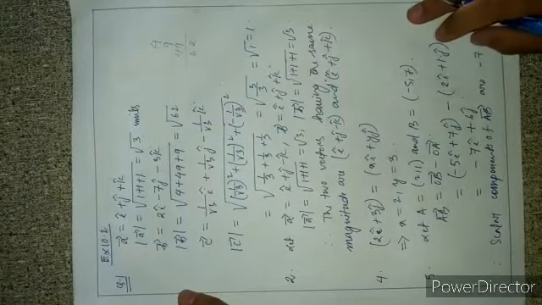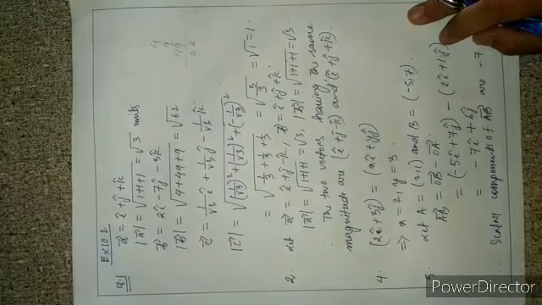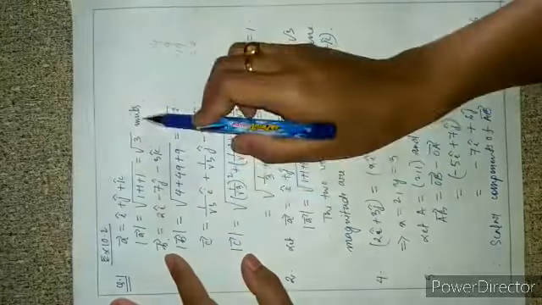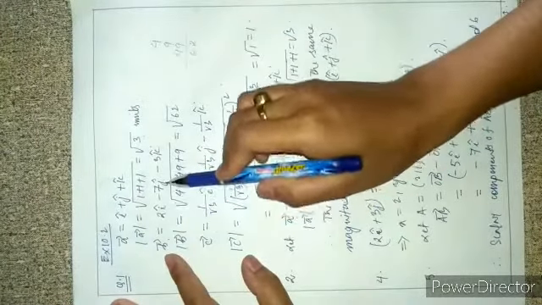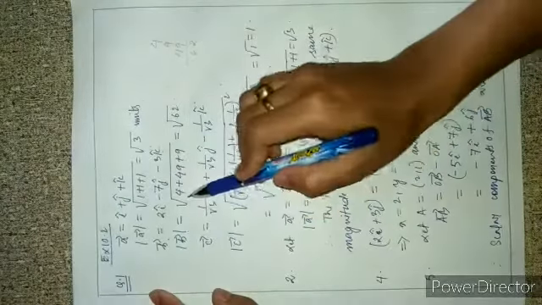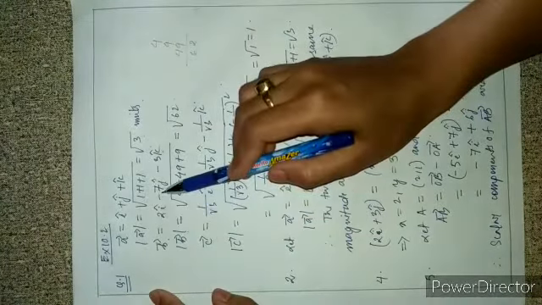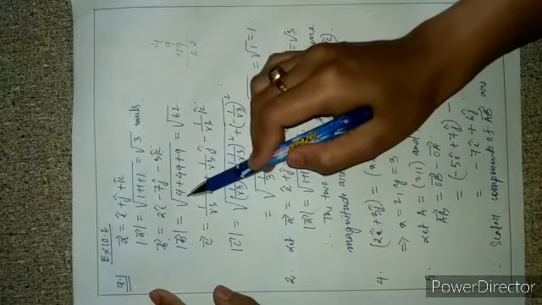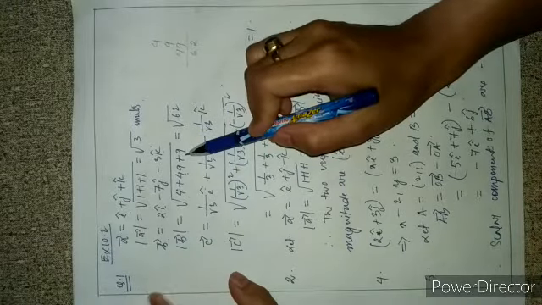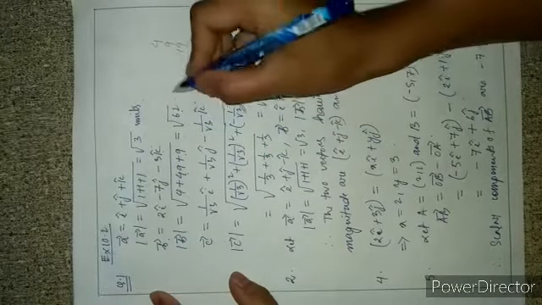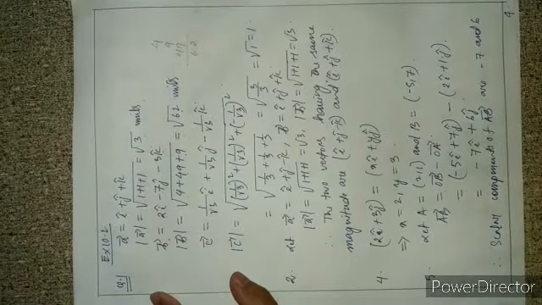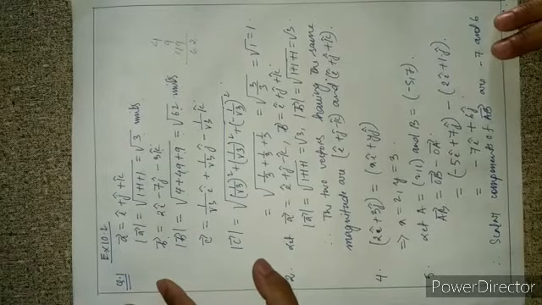Magnitude of a represents the length of the line segment representing vector a. Next, magnitude of b, where b is 2 i cap minus 7 j cap minus 3 k cap. Magnitude of b is equal to root over, here the x component is 2, the y component is minus 7, and the z component is minus 3. 2 square is 4, minus 7 whole square is 49, and minus 3 whole square is 9, which is equal to 62. So magnitude of b is root over 62 units.